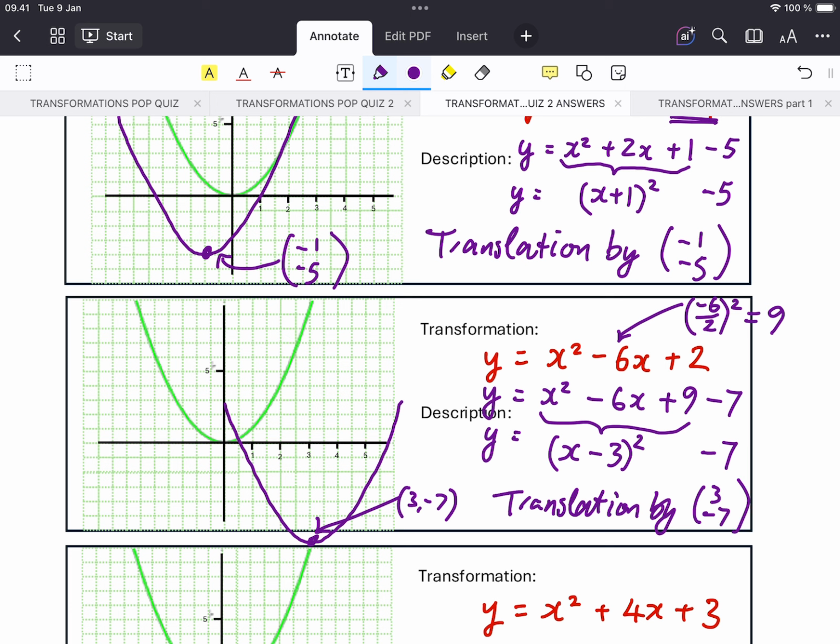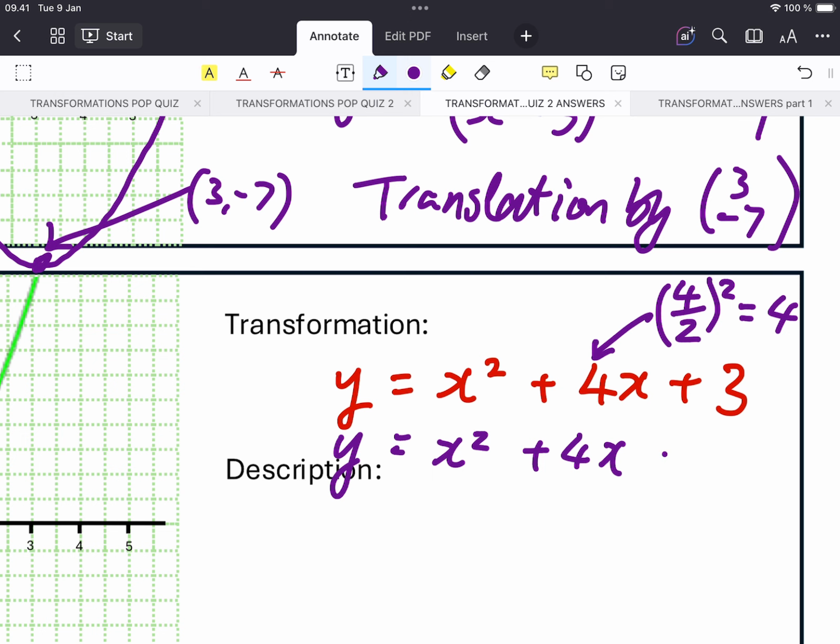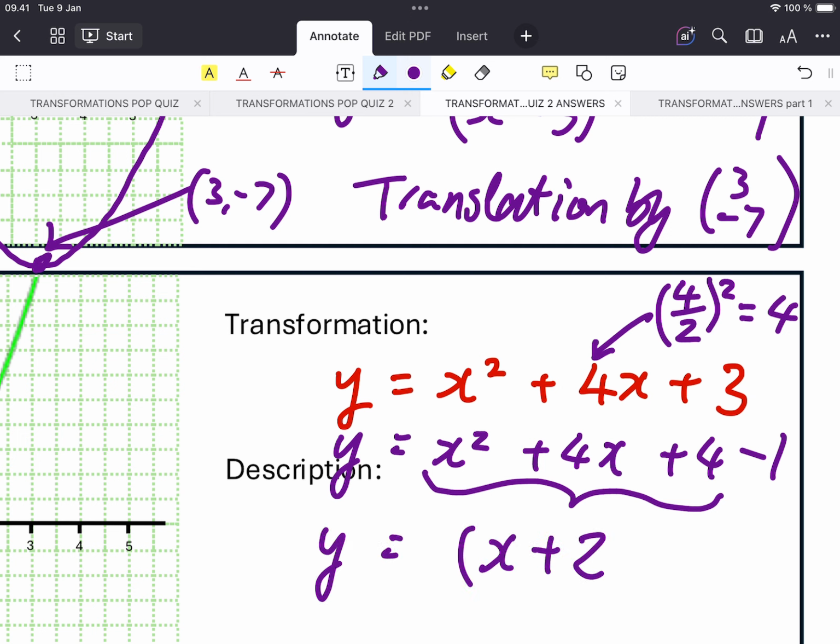Okay, last one, same idea. So half the coefficient of x, which is 4 over 2, squared, is 4. So I want to rewrite the whole thing involving a 4. y equals x squared plus 4x. So instead of 3, I'm going to write plus 4 minus 1. Then this bit comes out to be a perfect square. y equals x plus 2 squared. And then don't forget the minus 1. Again, this number here is always just going to be half of this number here.